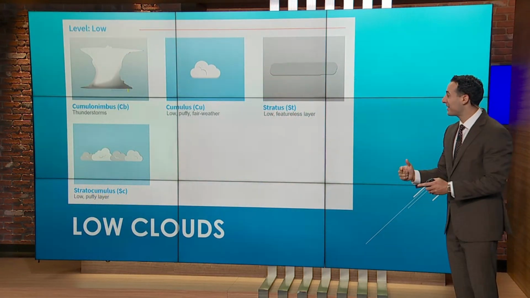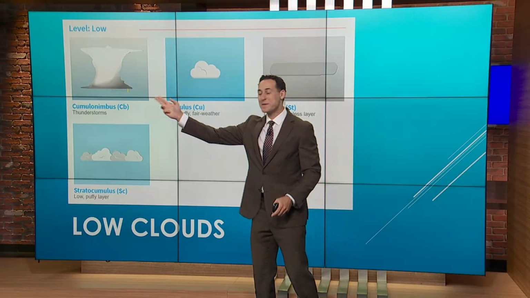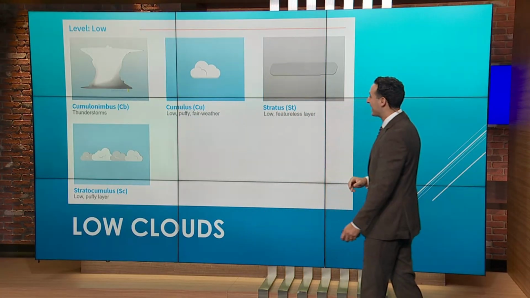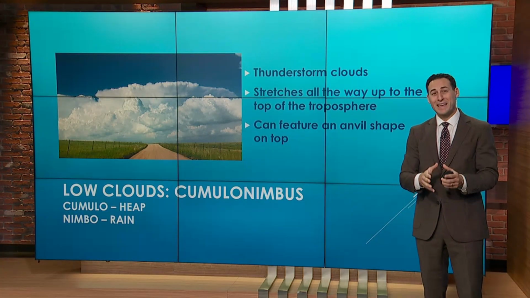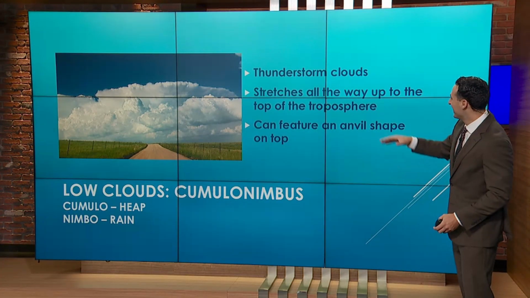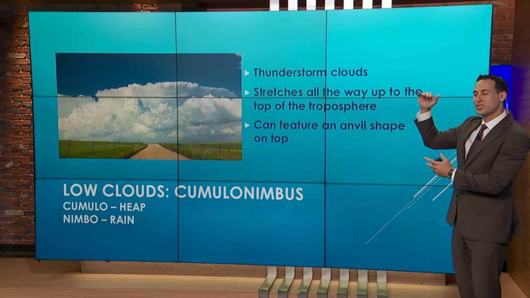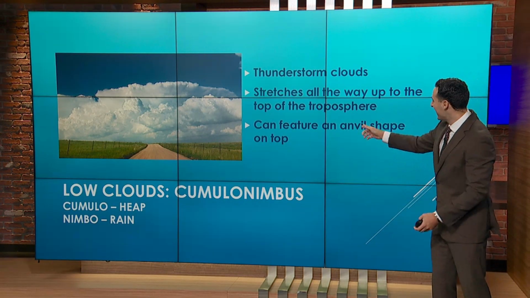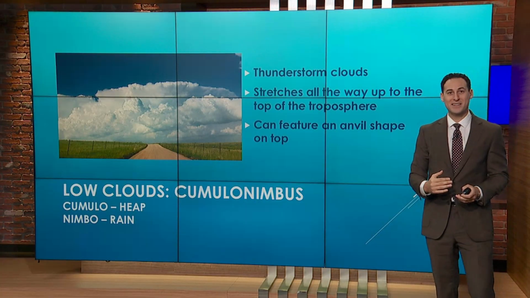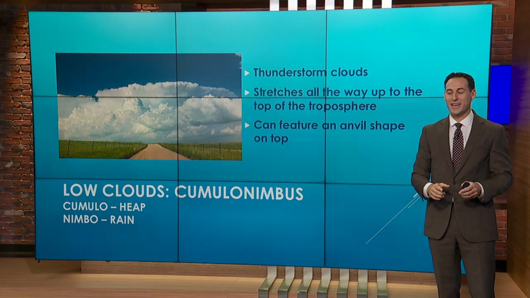Now, low-level clouds. Here we get into cumulonimbus, cumulus, stratus, and stratocumulus. Cumulonimbus is something you might know as well. These are the thunderstorm clouds. They stretch all the way up to the top of the troposphere, so they span all three layers that we've been talking about, and they can feature an anvil shape on top, and there's a very cool reason why.